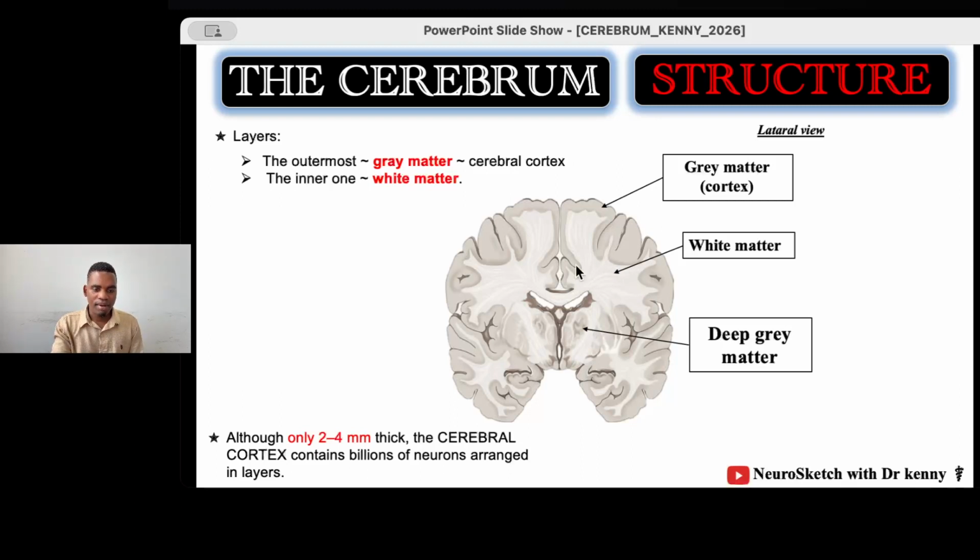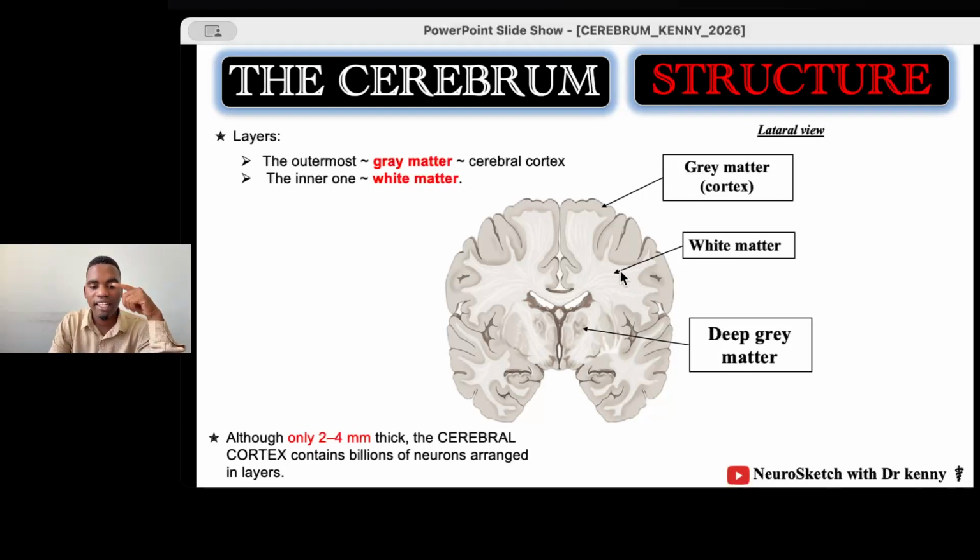And the gray matter, because it's outside, is also known as cortex. So the word cerebral cortex is an alternative name for the gray matter of the brain, and this is white matter. Surprisingly enough, we have gray matter deep within white matter. So we expect to have two layers: the outer layer of gray matter and the inner layer of white matter. But surprisingly, we have gray matter deep within white matter. We call them nuclei.